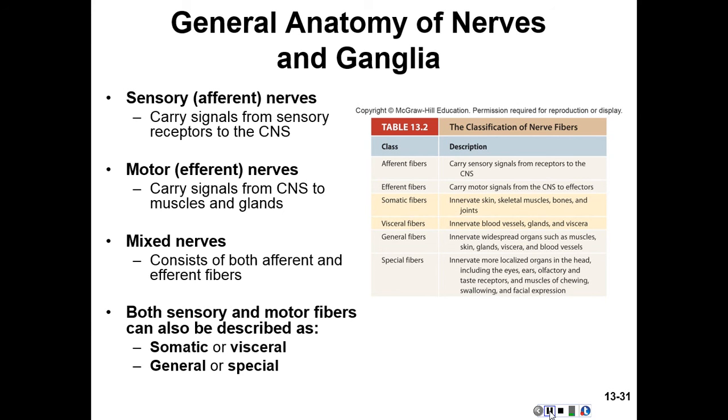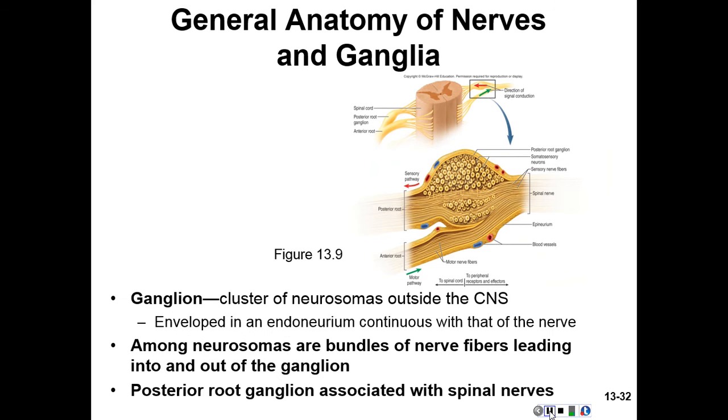Both sensory and motor can be broken down into somatic or visceral, or general or special. General is pretty much any type of body sensation. Special is like taste, smell, sight, hearing. So I recommend that you go through table 13.2 and go through the nerves and their functions.